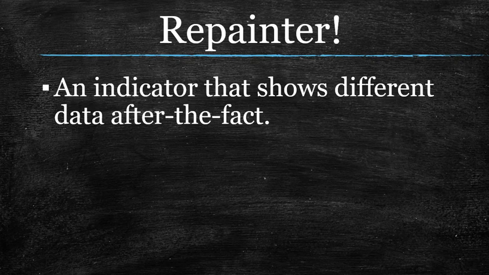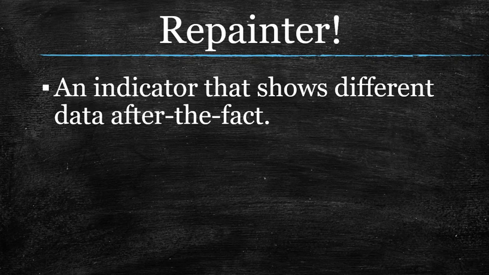So what a repainting indicator is, it's an indicator that shows different data after the fact. At any given time on an indicator, you are looking at past data. And what a repainting indicator will do is if you just wait a few candles later, some of that old data is going to change. It's not going to be exactly the same as it was before. And that can be a real big problem. Actually, it is a real big problem every time.